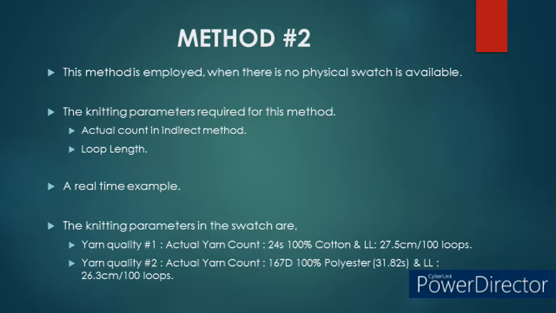Number 2, loop length. Let's have a real-time example for this second method using the same swatch taken for method 1, the weighing method. The actual yarn counts in the fabric are 24's 100% cotton yarn and 167 denier polyester yarn. If we convert this 167 denier to NE, we get 5315 divided by 167, that is 31.82 count. And their respective loop lengths in the fabric are 27.5 cm for the 24's 100% cotton yarn and 26.3 cm for the 167 denier 100% polyester yarn.